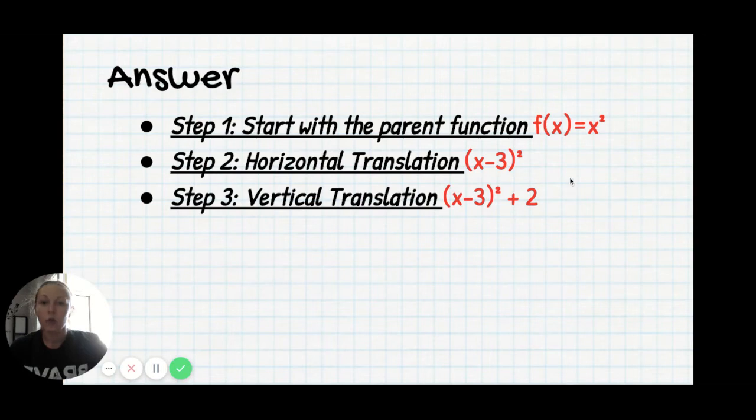Next, we're going to add on our vertical translation. Vertical meaning we're going to go up or down. In this case, we need to go up 2. So on the outside of my squared term, my quadratic term, I'm going to put plus 2 because I want my graph to go up 2.